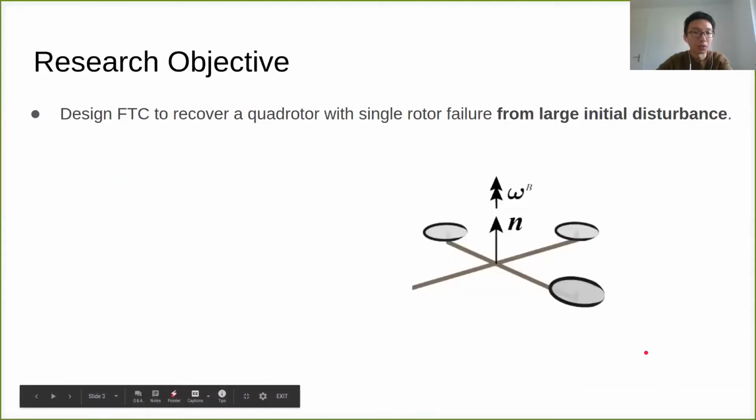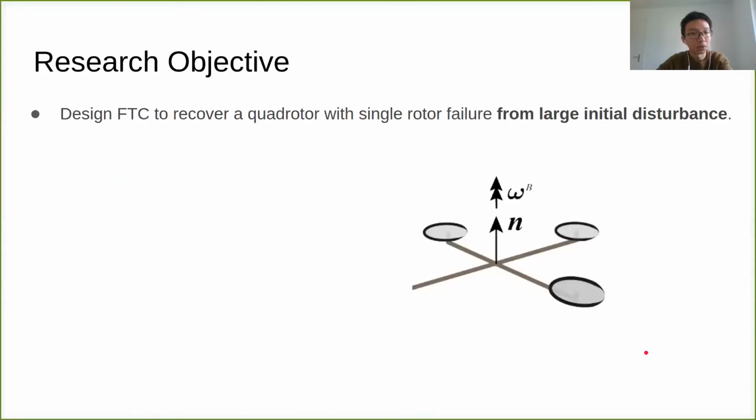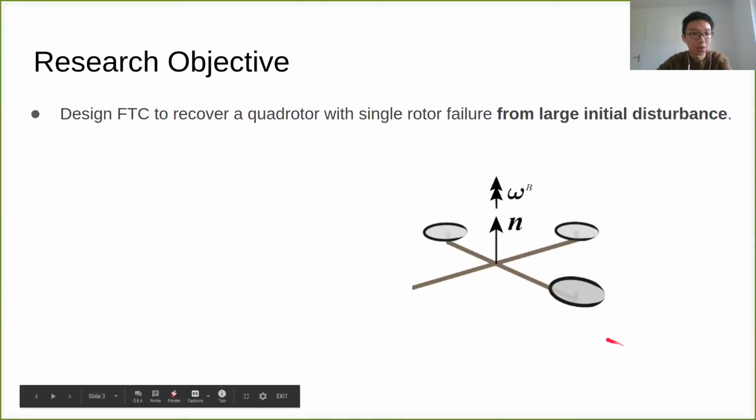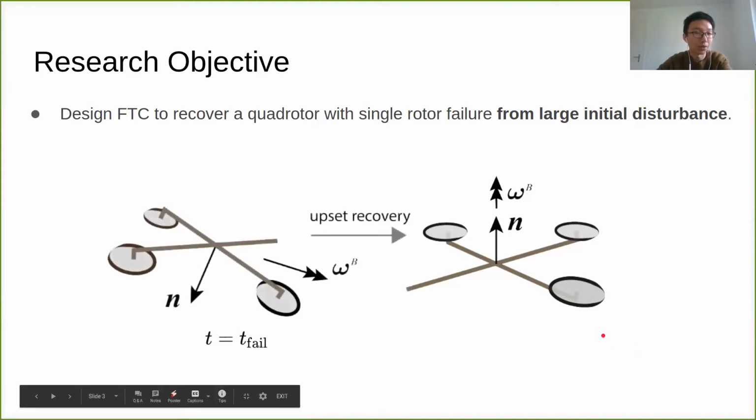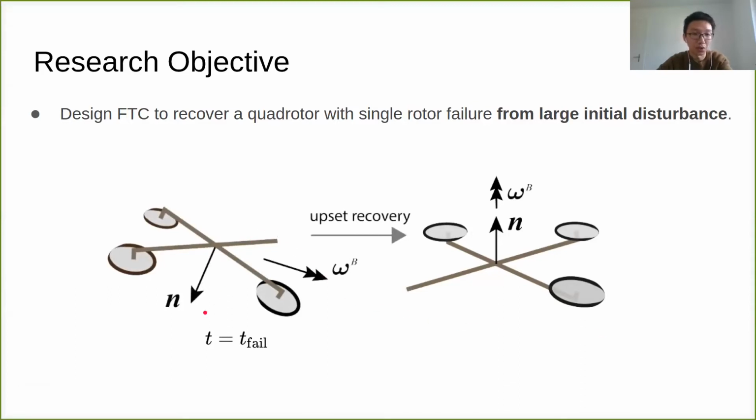However, the state-of-the-art work assumed that the drone is close to its hovering orientation in the controller's design. But this assumption is invalid when the drone has a very large initial orientation, such as an upside-down orientation. Therefore, the objective of this research is to design a fault-tolerant controller to recover a quadrotor with a single rotor failure from a very large initial disturbance.